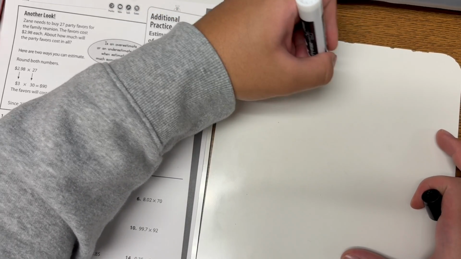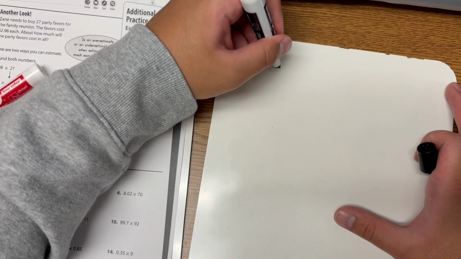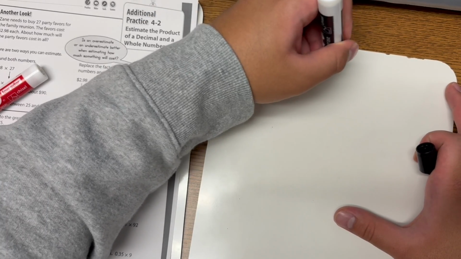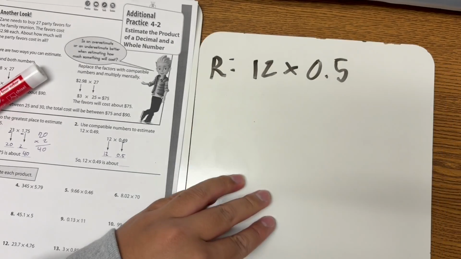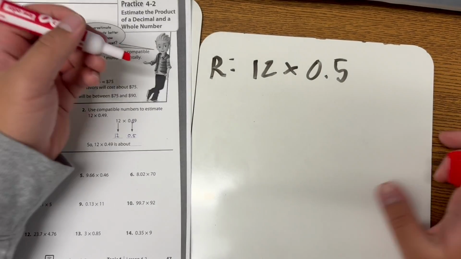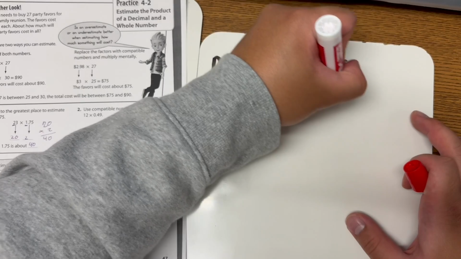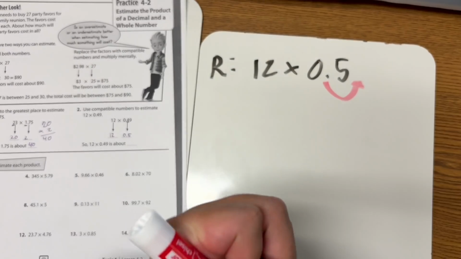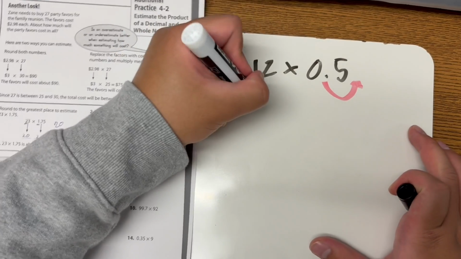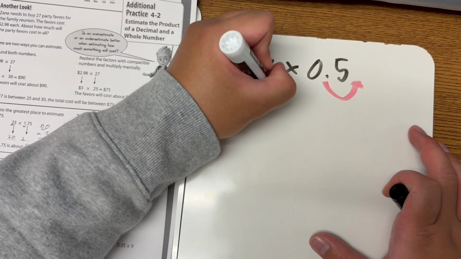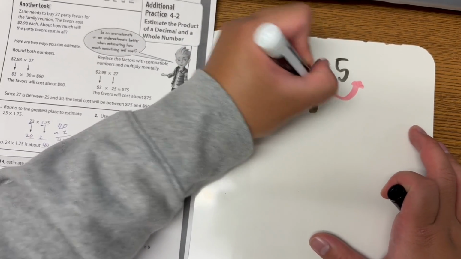So we have 12 times 0 and 5/10. We need to move our decimal point 1 space to the right in order to make our decimal number a whole number. So now we have 12 times 5.